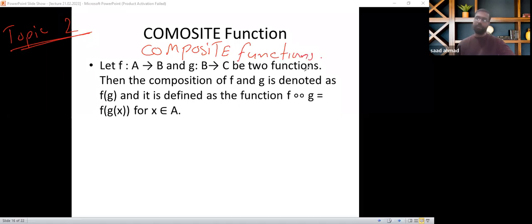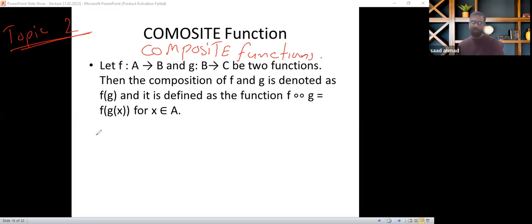Okay, so now composite function means, let's say we have seen that we can add two functions, we can subtract two functions, we multiply them, we divide them. Now this is something where we're not multiplying, we're not dividing, or adding or subtracting them, but what we are doing is kind of like a factory.